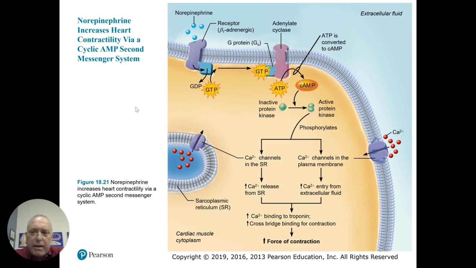So let's look at the fight or flight response. Look at norepinephrine signaling. Norepinephrine binds to its receptor, which is a beta adrenergic receptor, activates different GTPs. This allows amplification down the cascade. Ultimately, you're going to liberate calcium from intracellular and extracellular sources, which are going to increase your force of contraction. So this is how norepinephrine works when it's released.